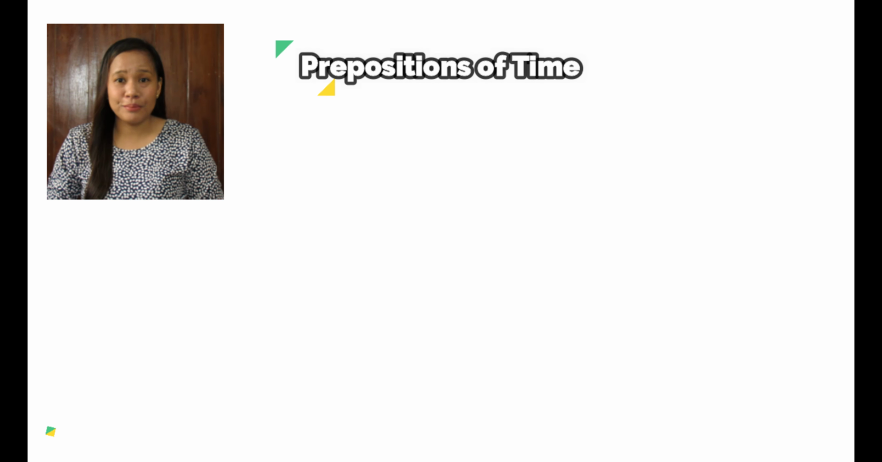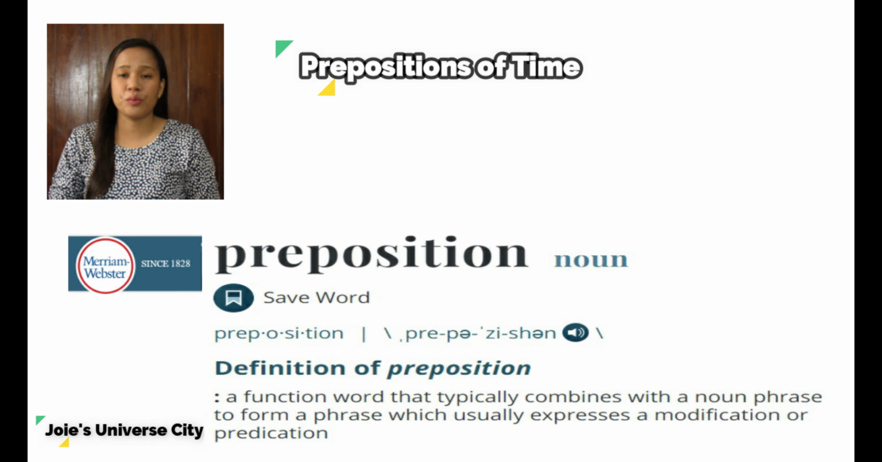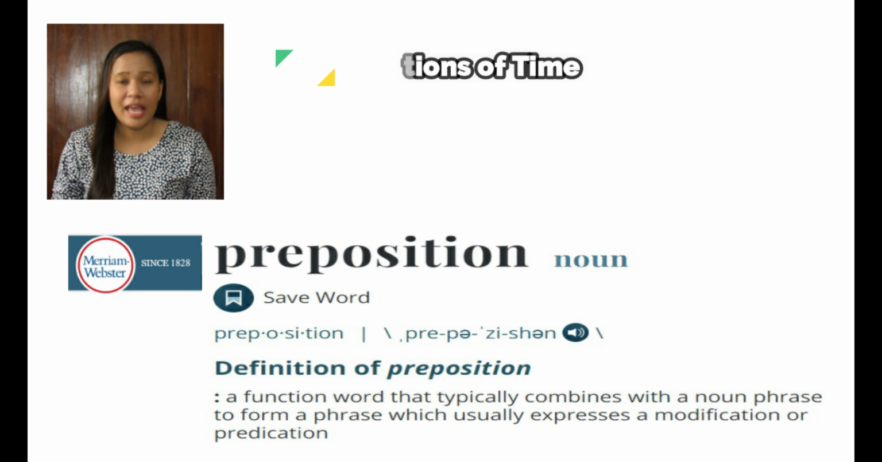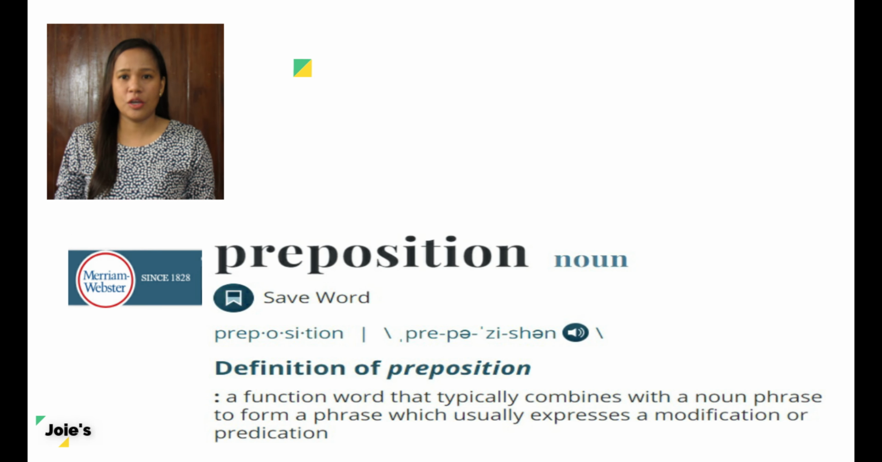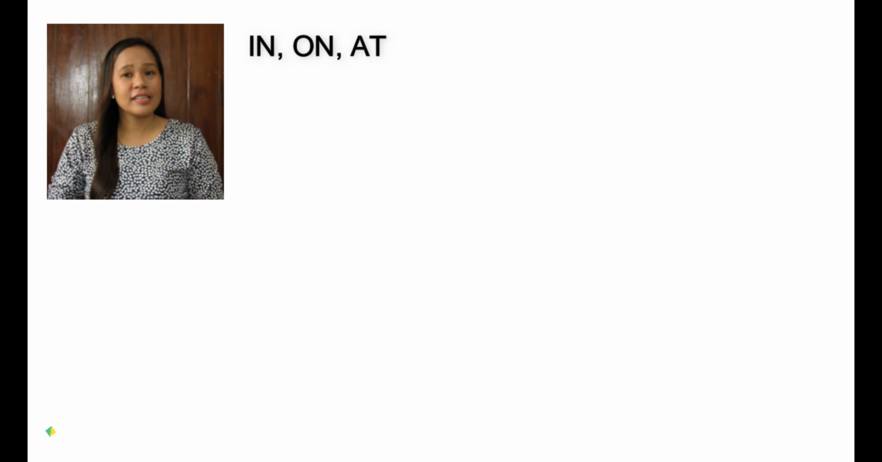Sabi po ni Merriam Dictionary, ang preposition is a function word that typically combines with a noun phrase to form a phrase which usually expresses a modification or a prediction. And there are a lot of prepositions that we have to study, but we'll be focusing on the three prepositions in, on, at. Okay? So, gaya ng sinabi ko kanina, ang mga prepositions na ito ay napakaikli. May 2 letters lang po siya. Pero once misused, these prepositions could be very troublesome.